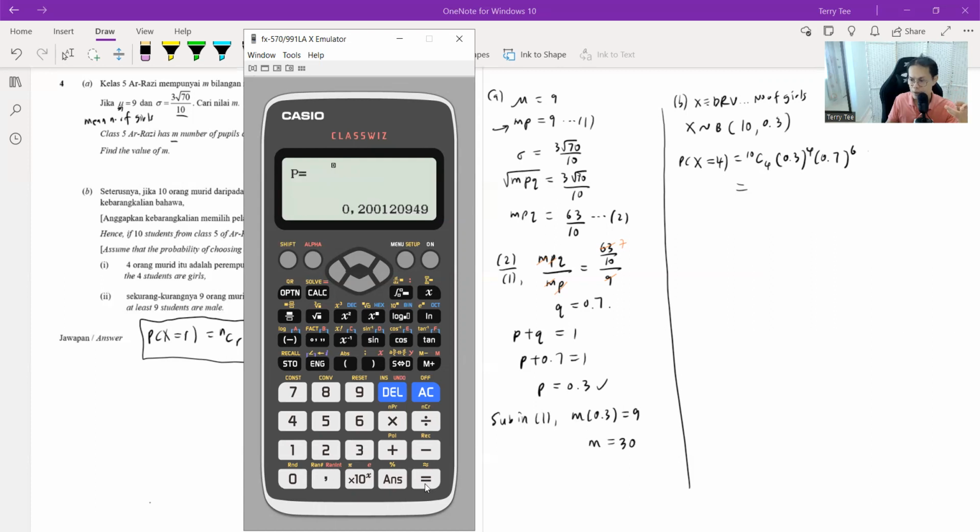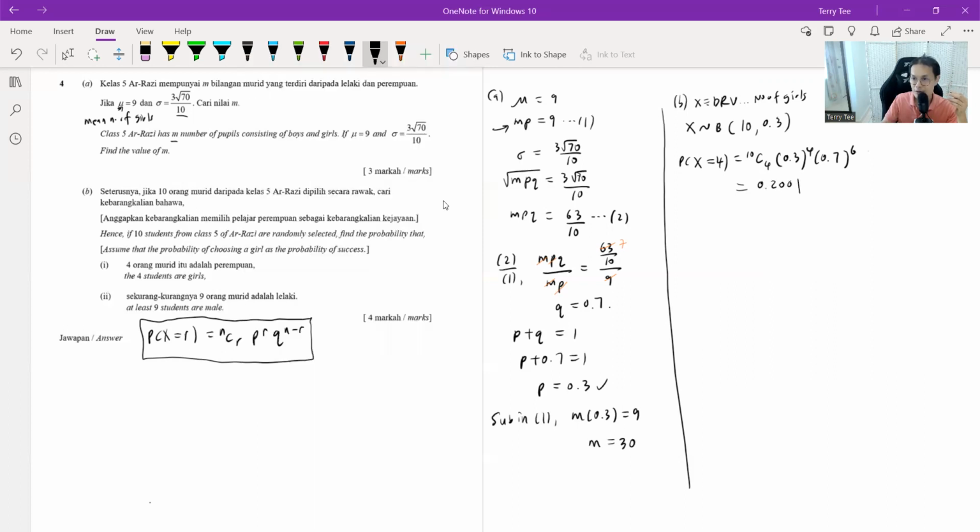Your probability is 0.2001. Yeah, so it saves you time to type the calculator. If you type this, it's a lot more work to type with a bracket and things like that. All right, but it's up to you. If you have the calculator, you can use this function. Yeah, if you don't have, it's okay. Just type in manually on the normal calculator.